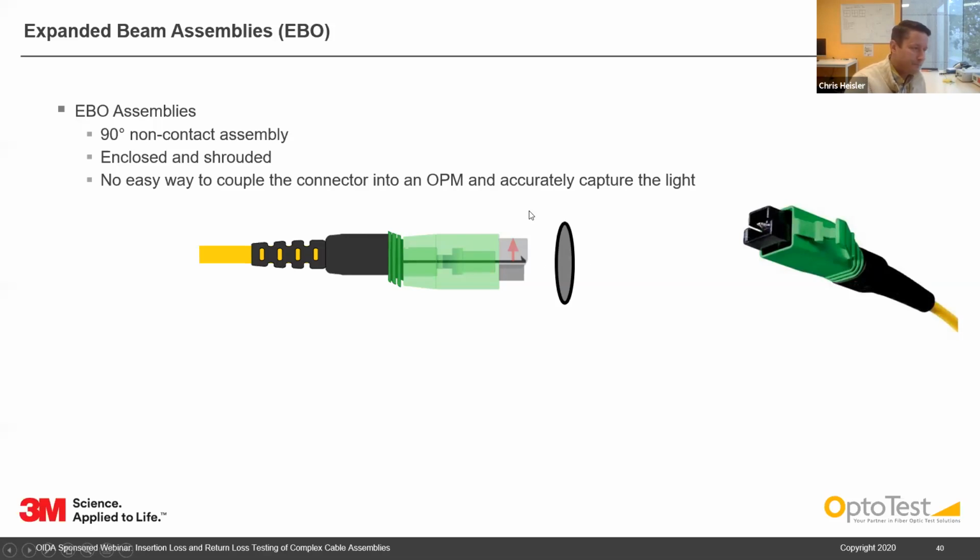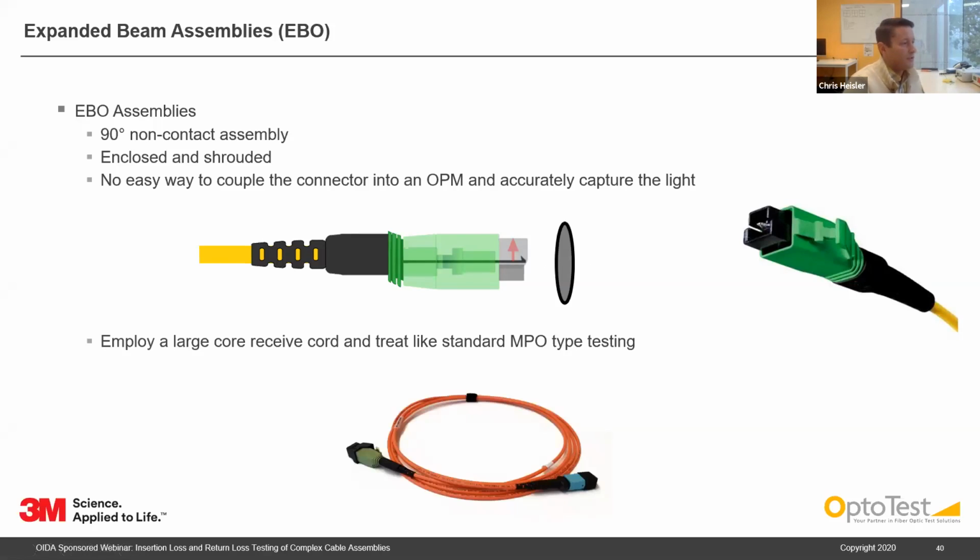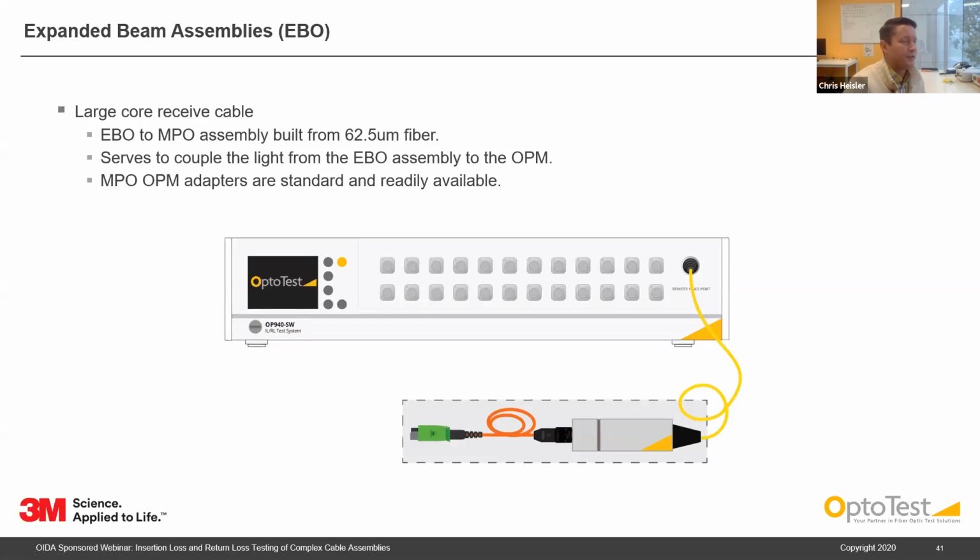So what's suggested is to use a large core receive cord and then treat this like standard MPO type testing. This large core receive cord or receive cable is an EBO to MPO assembly built from 62.5 micron fiber. It serves to couple light from the EBO assembly directly to the OPM. So you're going to connect up the EBO to MTP assembly to your optical power meter, and then effectively everything in this gray box is your power meter. It just extends the power meter functionality to the EBO connector.